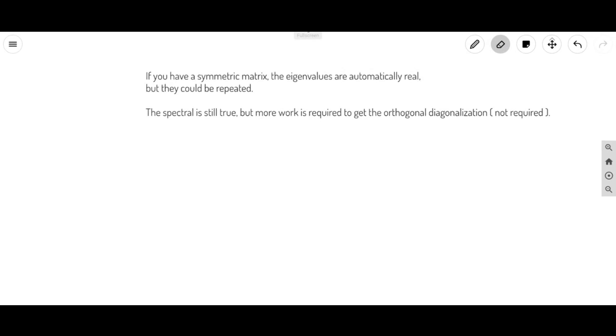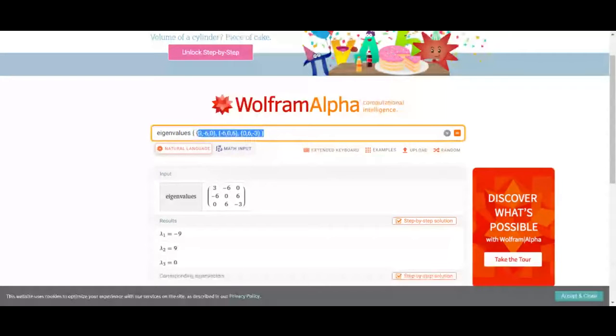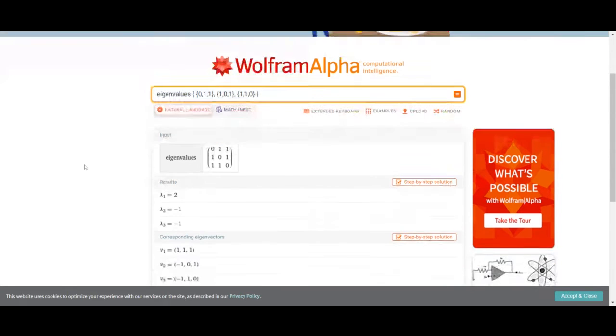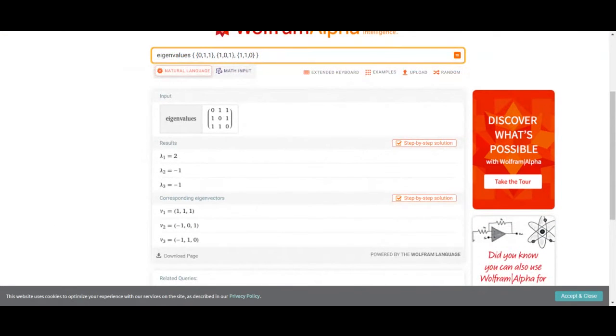Just to show you what I mean, let me show you the complications that arise if you try to do it. If we go back to this example that we looked at before, 0, 1, 1, 1, 0, 1, 1, 1, 0. We looked at this matrix before. You can see it's a symmetric matrix, and these are the eigenvalues.